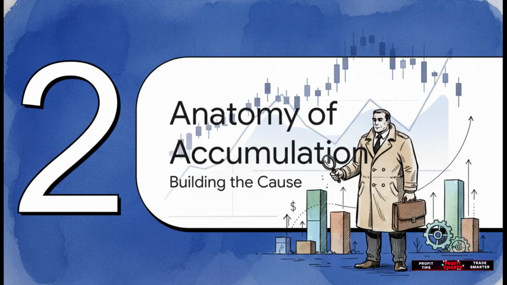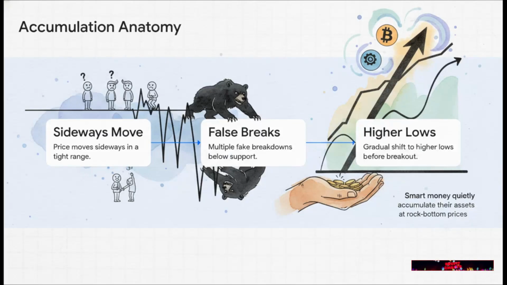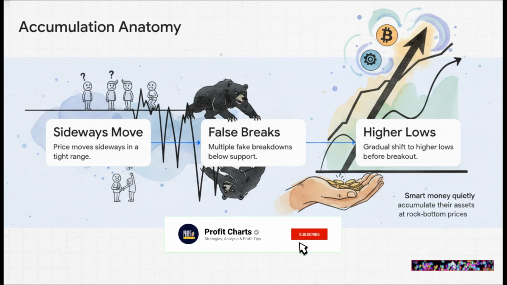Section 2, the anatomy of accumulation. This is phase 1 of the cycle, usually creeping up right after a brutal, drawn-out downtrend. So how does the composite man actually accumulate assets at rock-bottom prices without anyone noticing? It's a pretty specific blueprint. First, price just grinds sideways in a super tight range. It's incredibly boring, and retail traders completely lose interest. Then, boom, you get multiple fake breakdowns dropping below support. And finally, you start seeing this gradual shift, forming higher lows right before the actual legitimate breakout kicks off.